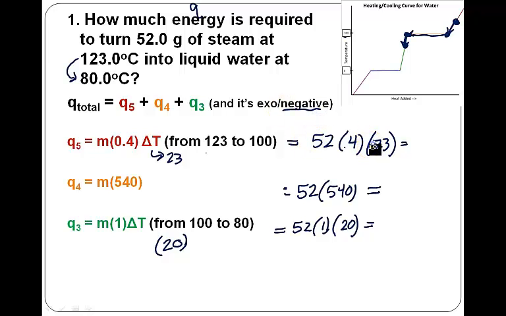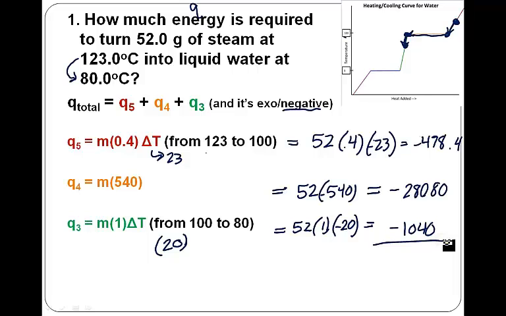Technically our delta T here is negative 23. Technically here we should make our delta H negative 540, and our delta T in our third step should be negative 20. So take a minute, multiply all those out. Hopefully you got the same numbers here for Q5, 4, and 3. And now what we're going to do is just add up all of those numbers.